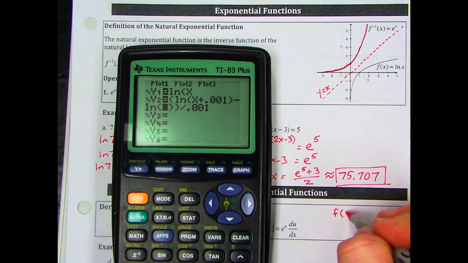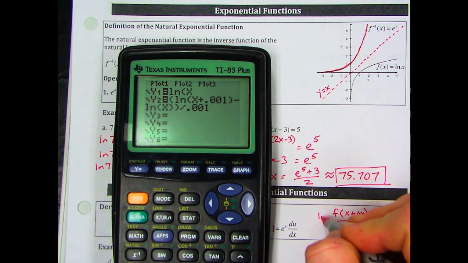So remember, it's f of x plus delta x minus f of x over delta x, and it's the limit as delta x goes to 0.